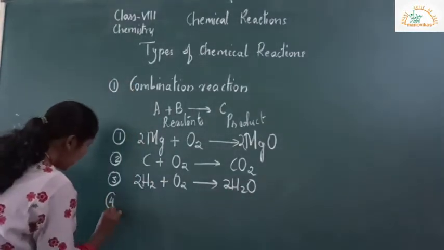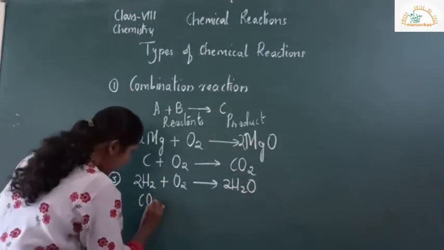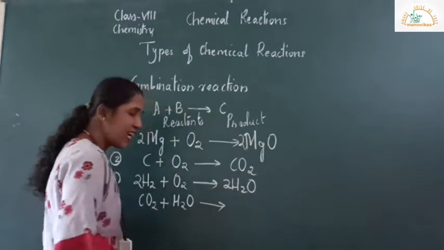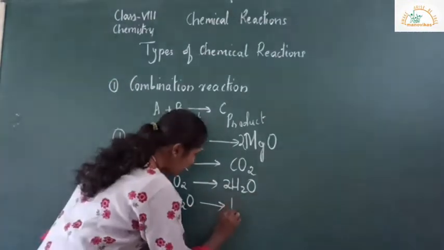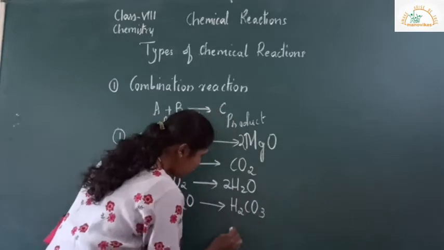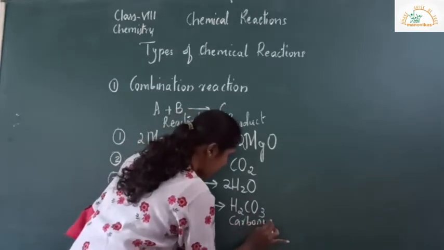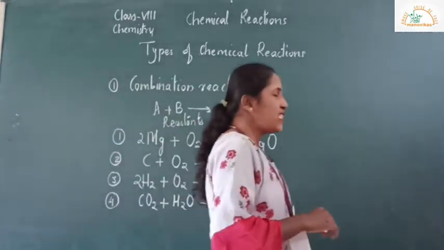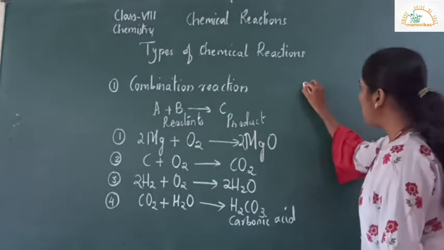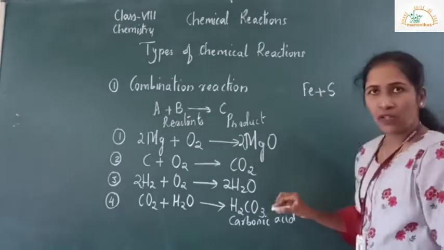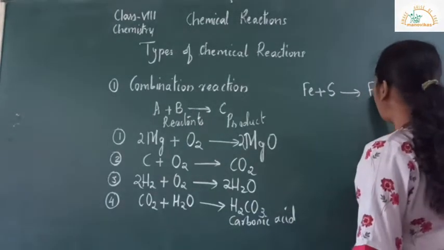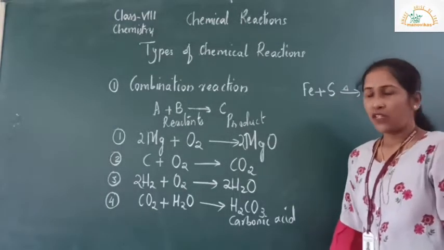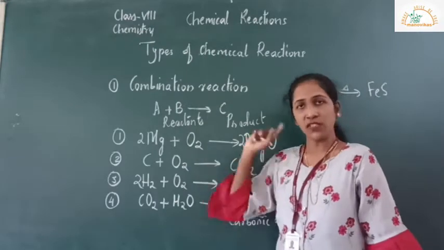One more example we can take is carbon dioxide plus water. When carbon dioxide is combined with water, what we get is an acid. Yes, it is carbonic acid, H2CO3, carbonic acid. Okay. One more example we can take is Fe, where it is combined with sulfur. What we get is FeS, that is ferrous sulfide, when it is heated. So these are some of the examples of combination reaction.